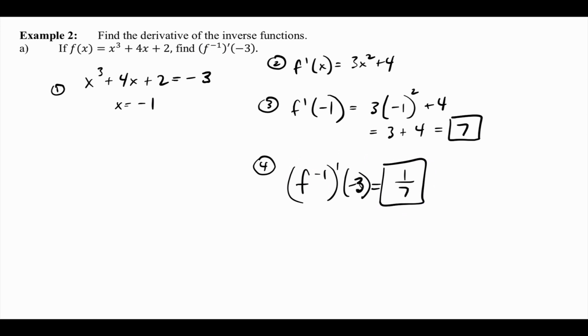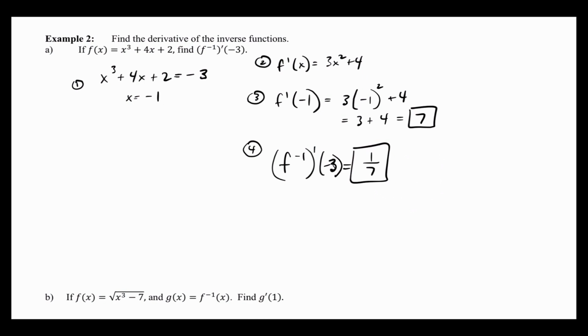Most of these answers, if not all of them, are going to be fraction answers because of that last step. Unless you have a fraction already, it's always going to be a fraction. Okay?